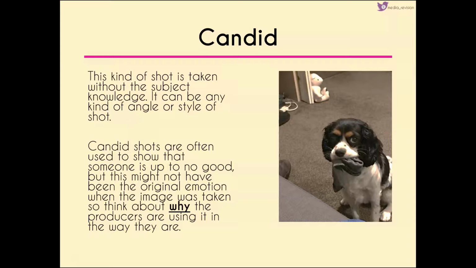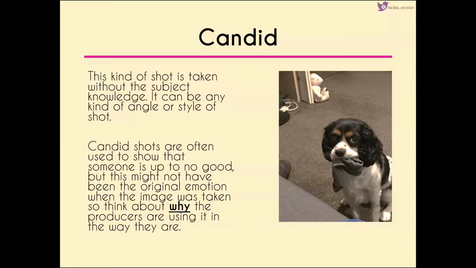We're going to start off with a candid shot. Now, a candid shot can be any kind of shot. So it could be a candid long shot, candid close-up, any kind of angle or style. But the important thing about a candid shot is that it's taken without the subject's knowledge. So as we can see here, Devlin has stolen one of my socks and he didn't think I'd noticed, but I had. Candid shots are often used to show that somebody's up to no good, but this might not have been the original emotion when the image was taken.